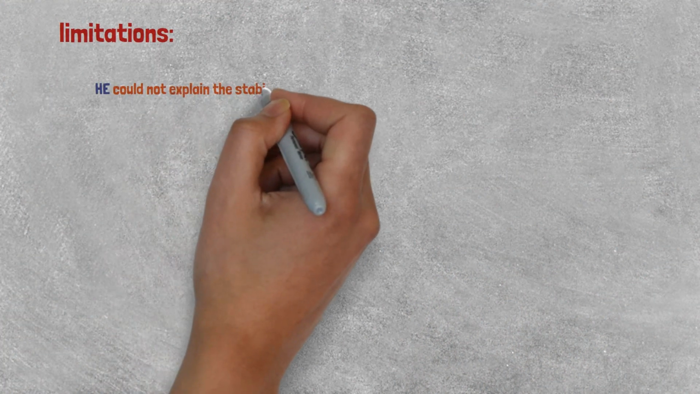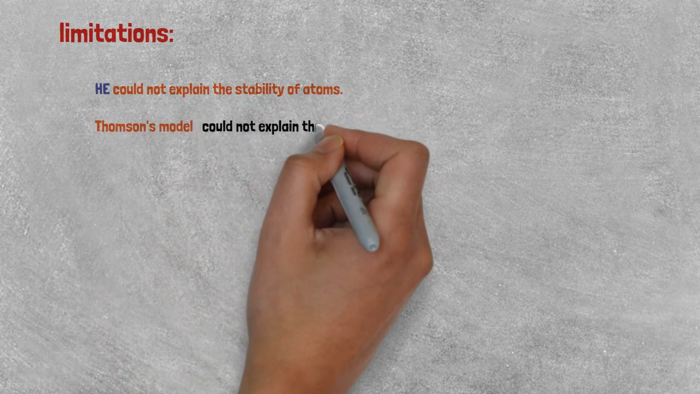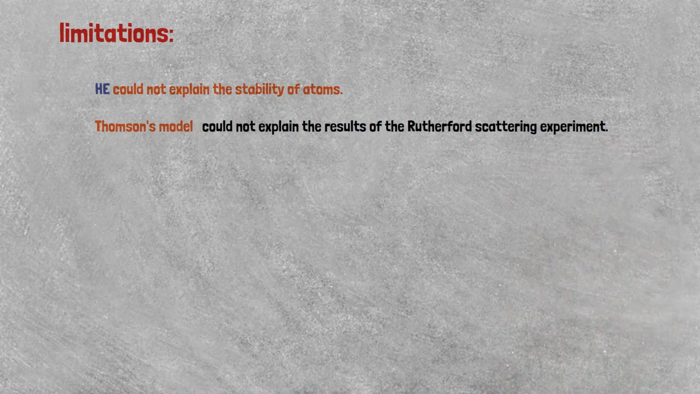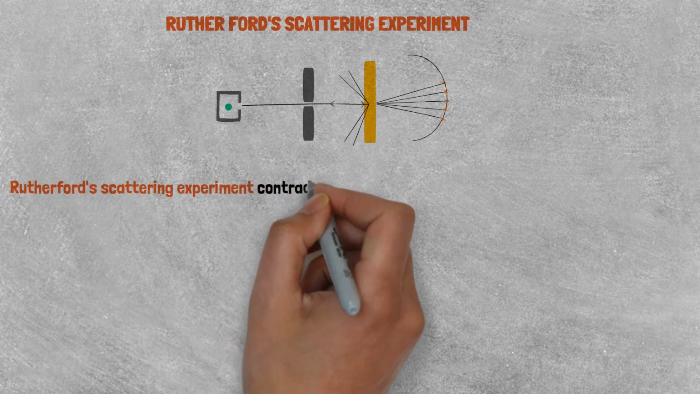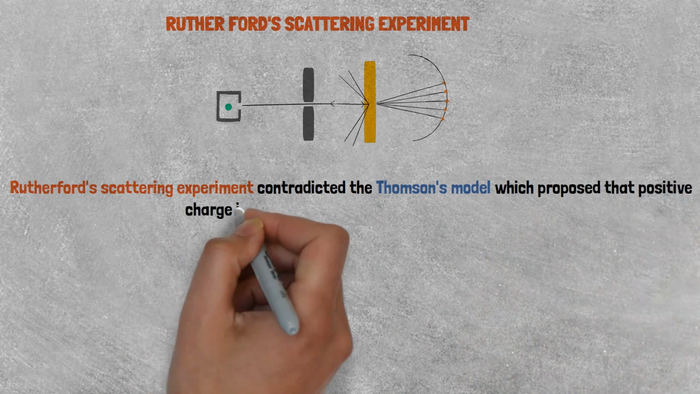But this model had limitations, as it could not explain the stability of the atom and the results of the Rutherford scattering experiment. Rutherford's scattering experiment contradicted the Thomson model, which proposed that positive charge is spread throughout the sphere of the atom.